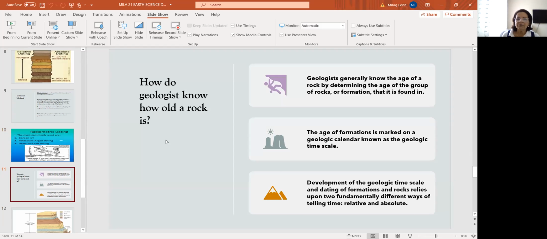How do geologists know how old a rock is? So, geologists generally know the age of a rock by determining the age of the group of rocks or formation where they found that rock. The age of formation is marked on a geologic calendar known as the geologic time scale, and development of the geologic time scale and dating of formations and rocks relies on two fundamentally different ways of dating or telling the time, which is relative and absolute.